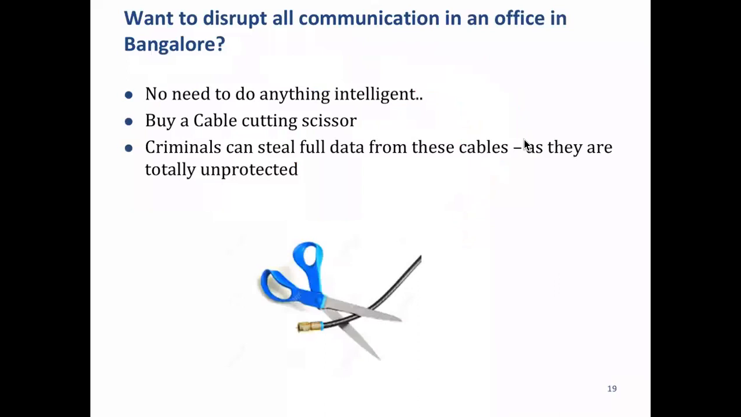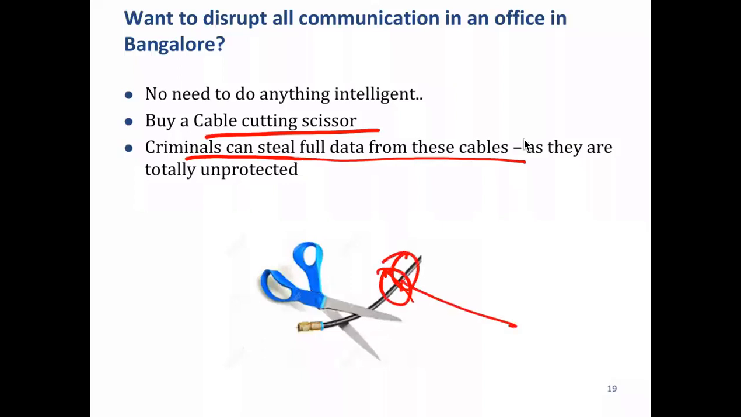If you want to disrupt all the communication in your office, if you are in Bangalore, you don't need to do anything sophisticated. Just buy a cable cutting scissor, and you will surely find cable hanging out, because there is no formal way of laying cables still in this country. Okay, and then criminals can steal full data from these cables. You just cut the cable and put a connector, and then take the data out and let the data also go in. Okay, you can have a kind of repeater here.